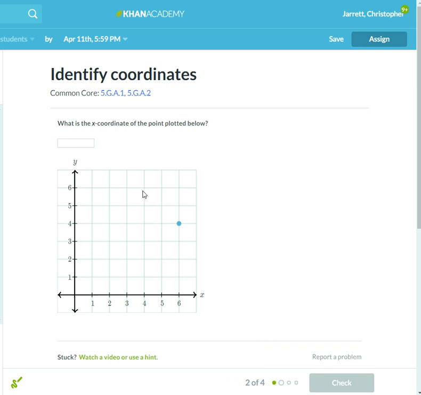What is the x coordinate of the point plotted below? This time, the point is not directly on the x-axis, but I can still tell what the x coordinate is by simply following the point back down to the x-axis. If I follow it back down, I can see that it crosses where x is 6. That means the x coordinate is 6.